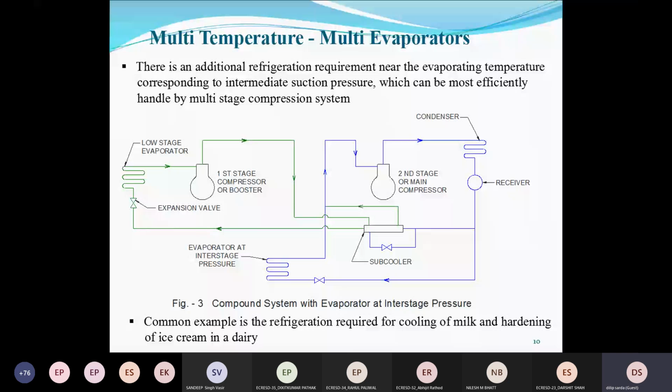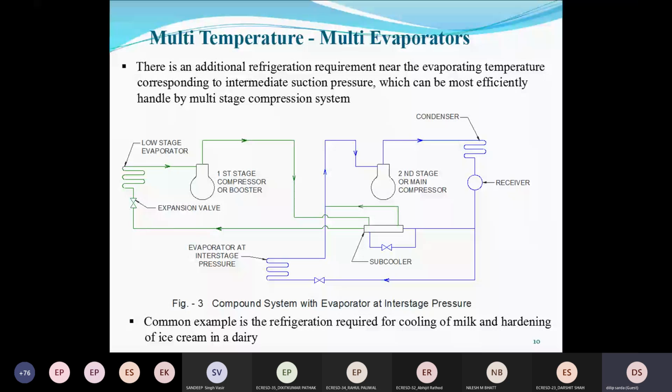In that case, we can utilize a two-stage compression system, two compressors in series, by adding the 4 degrees centigrade evaporating refrigerant suction gas into the second compressor, and we can do it.